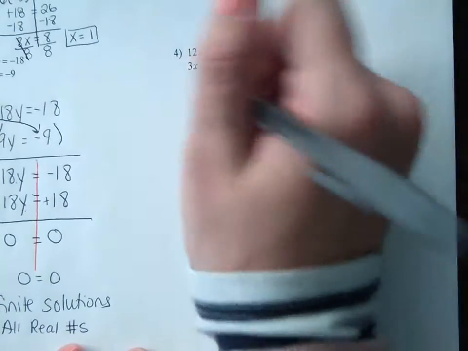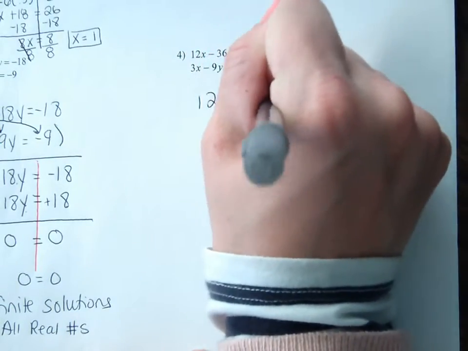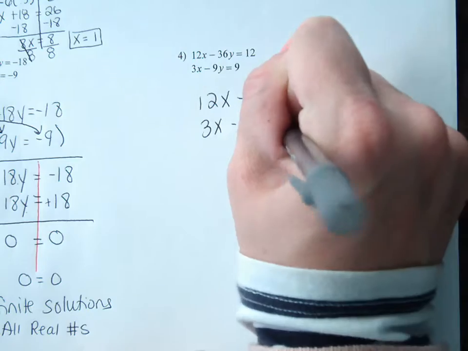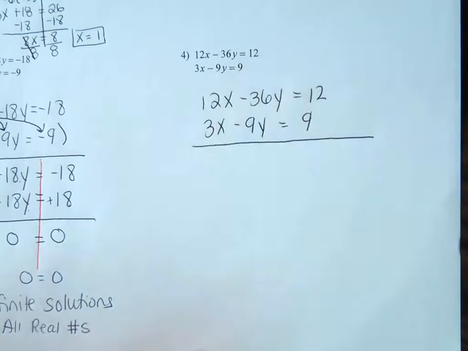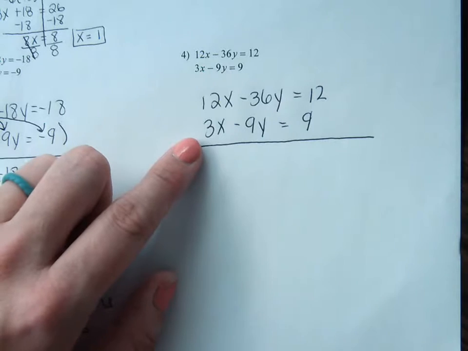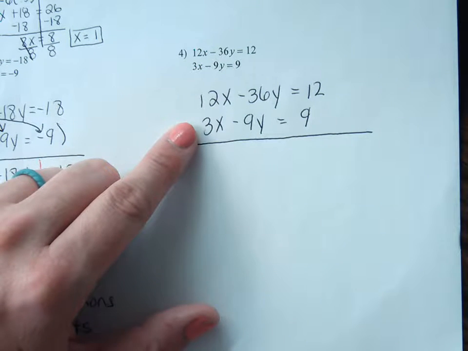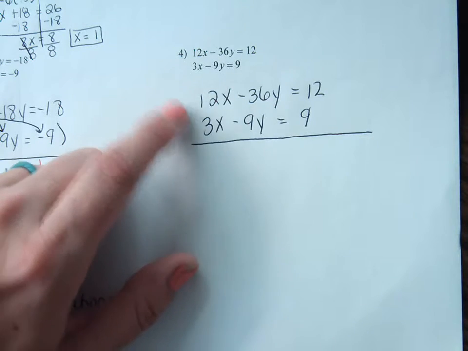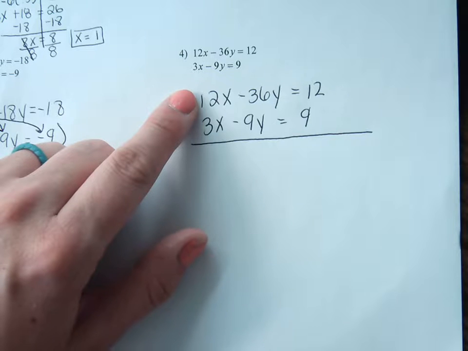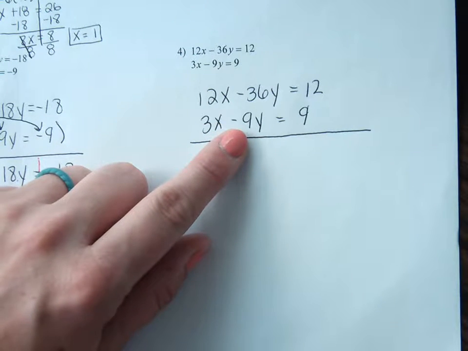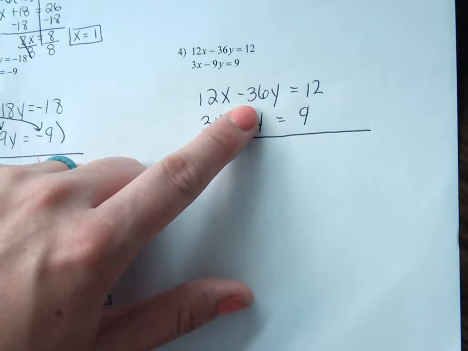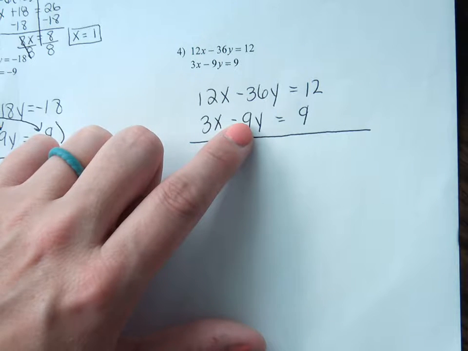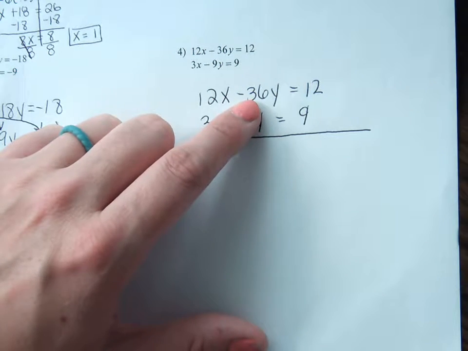And our last example. We have 12x minus 36y equals 12, and 3x minus 9y equals 9. So now we need to look. I have 12x and 3x. I could multiply this equation by negative 4 to make it an opposite of 12. If I want to make it the opposite of negative 36, I could multiply by negative 4, because negative 4 times negative 9y is positive 36.